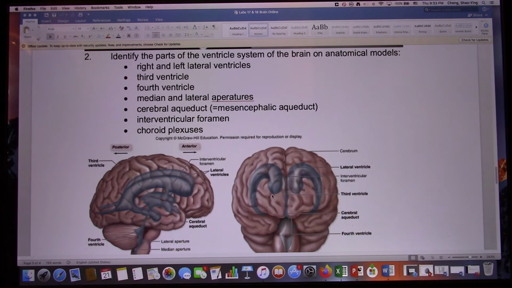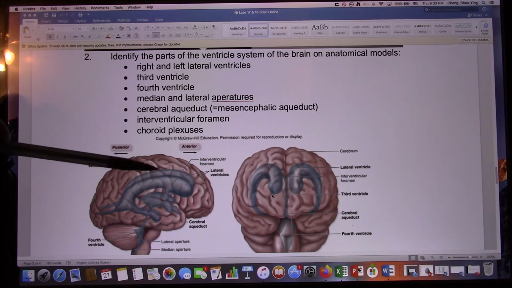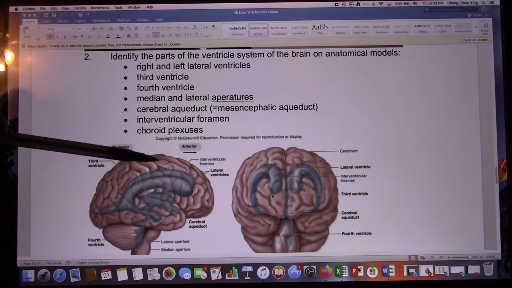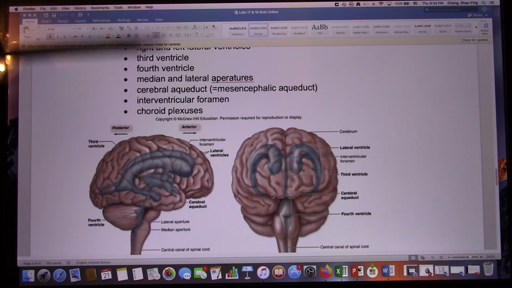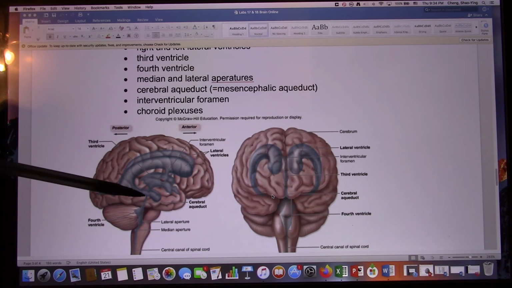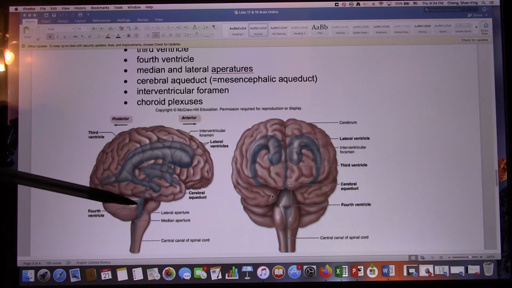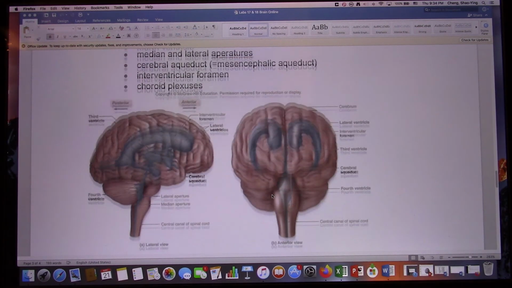And here we have 4 different ventricles, 2 lateral ventricles. And we'll go through the interventricular foramen, go to the third ventricle. And the third ventricle, previously we talked about this, is in your diencephalon area. And we'll go through the cerebral aqueduct. We'll go to the fourth ventricle. Fourth ventricle is between your cerebellum and your brainstem. And we'll keep going down, eventually to the spinal cord.